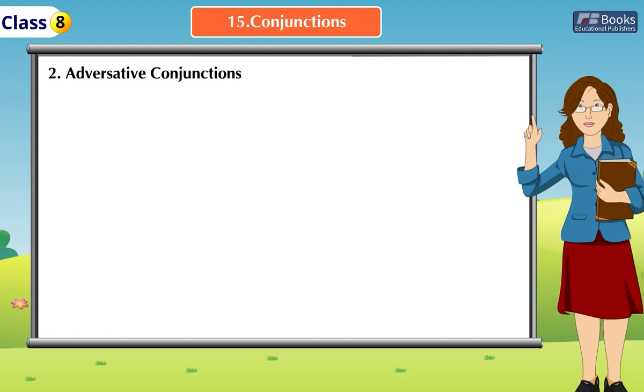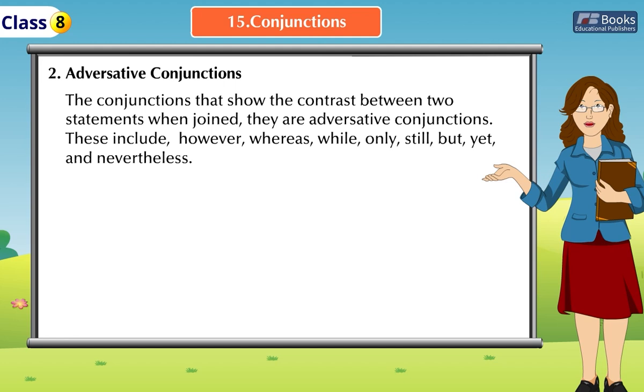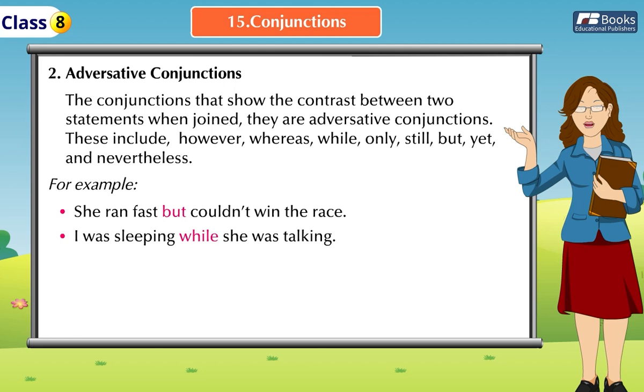Second, adversative conjunctions. The conjunctions that show the contrast between two statements when joined are adversative conjunctions. These include however, whereas, while, only, still, but, yet, and nevertheless. For example, she ran fast but couldn't win the race. I was sleeping while she was talking.